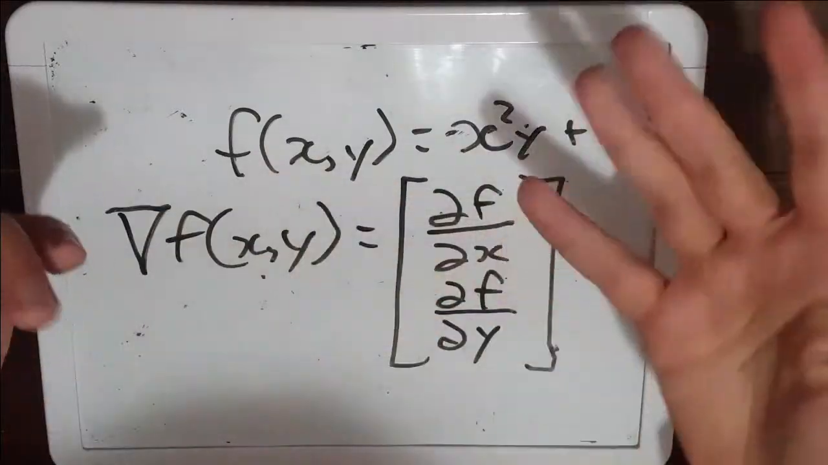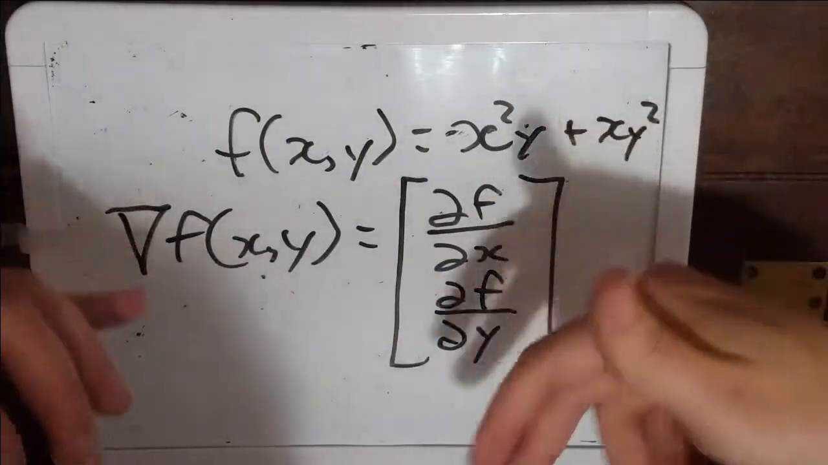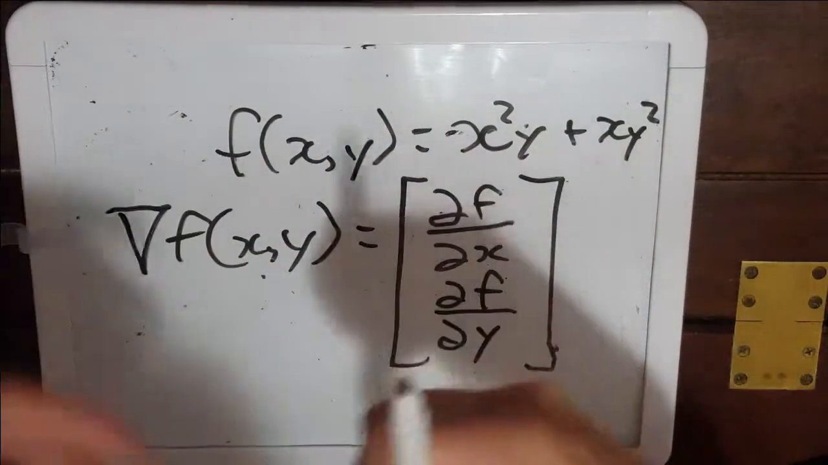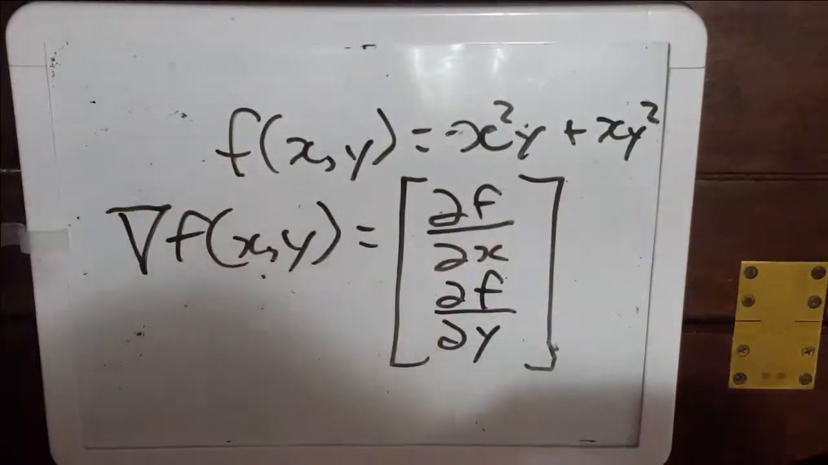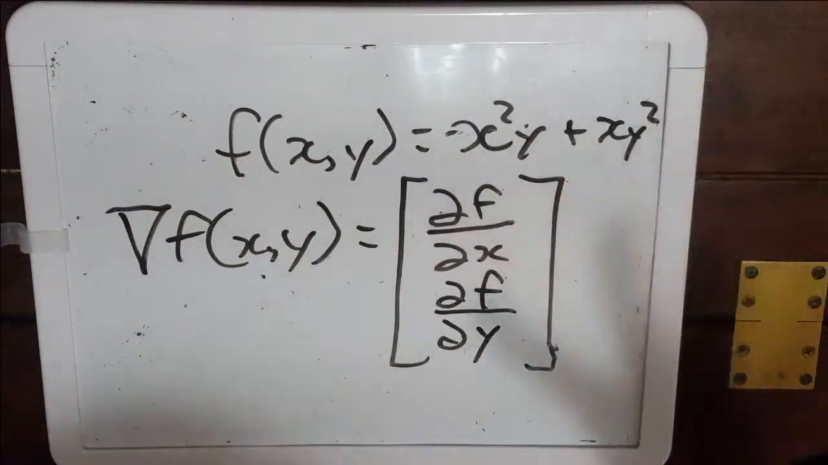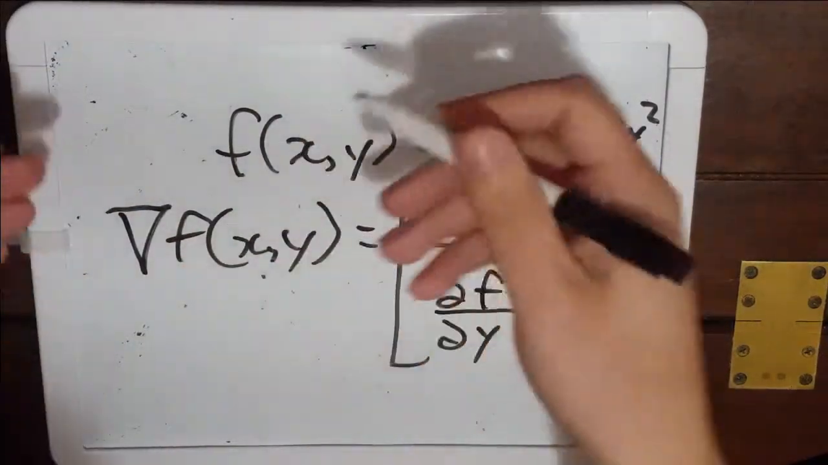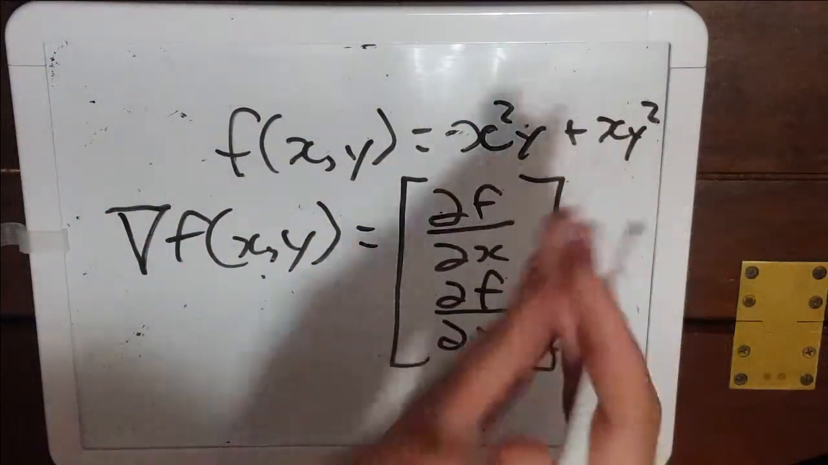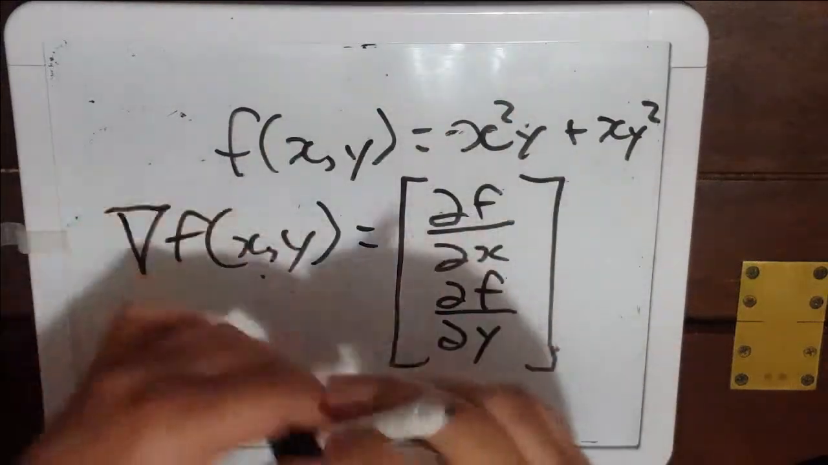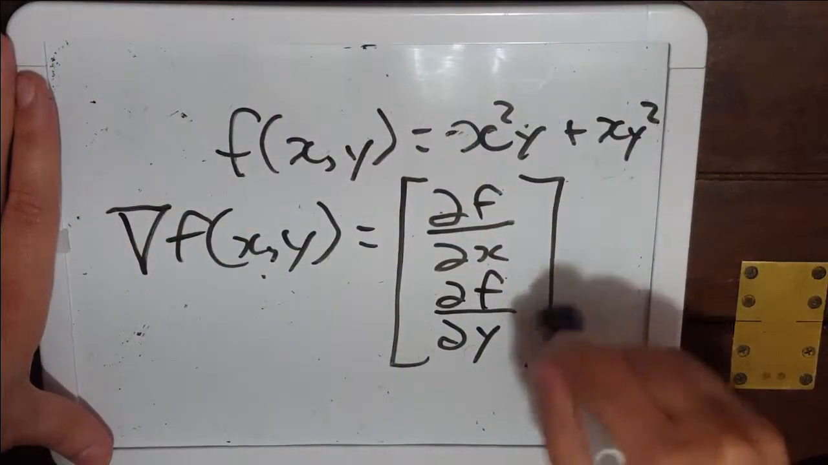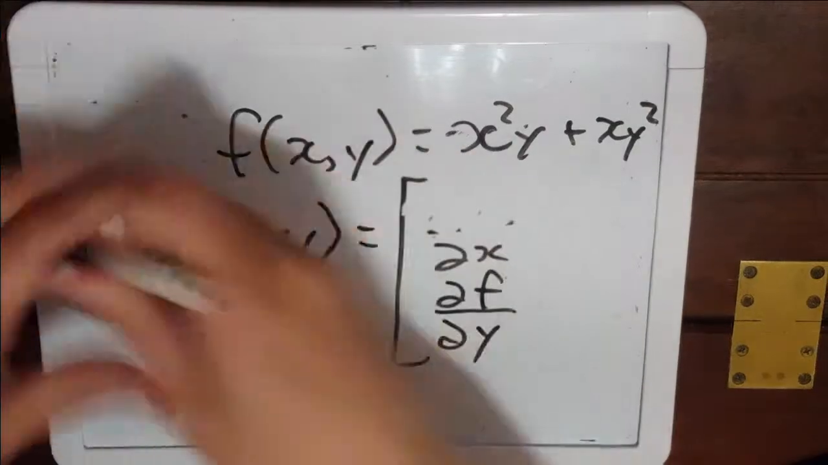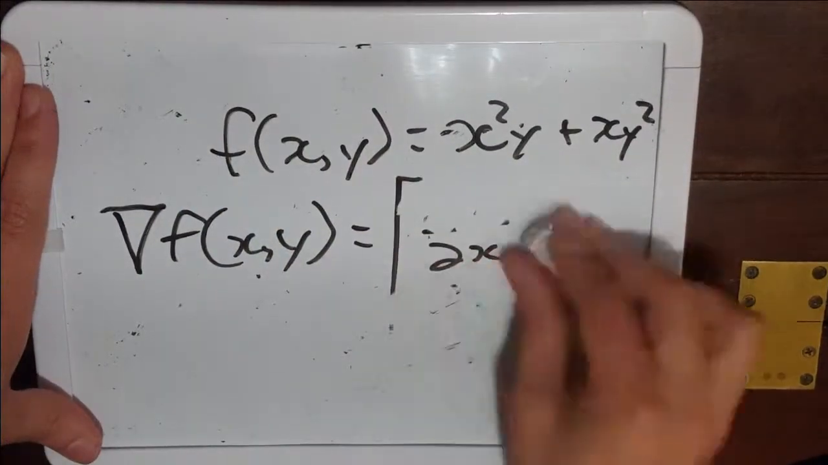Okay, so when we calculate the gradient, what we're going to get is a vector. And the vector is going to show the greatest rate of change in our function. So it's going to move in the way that's going to increase the output of our function. It's the path of greatest ascent, I guess, is another way of putting it.